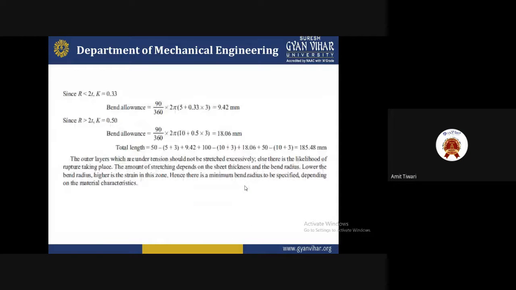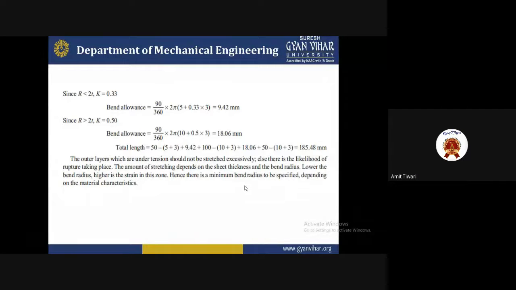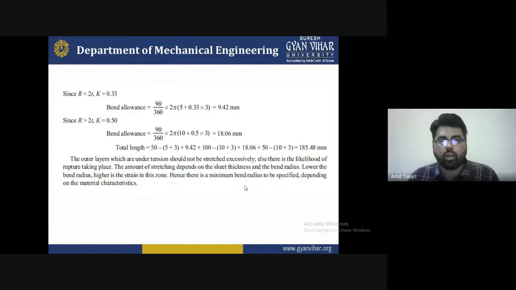So what is the solution? First of all we consider that R is greater than 2T. That is the first condition, and for that the K is equal to 0.33. So how can we find out the bend allowance? We can find it by 90 divided by 360 times 2 pi times the bracket of 5 plus 0.33 times 3. After calculating this, we find the bend allowance is 9.42 mm.